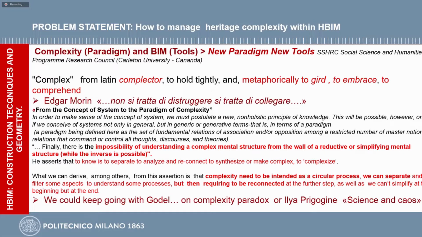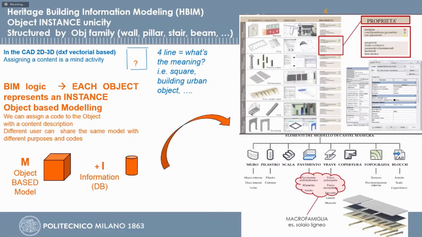So the important thing that we can derive is that yes, we can separate within the complexity of the heritage due to the different scientific interdisciplinary approaches, but then we need a space where we can reconnect all the information. That is one interpretation that we strongly need when dealing with HBIM, that's to say, heritage building information modeling.